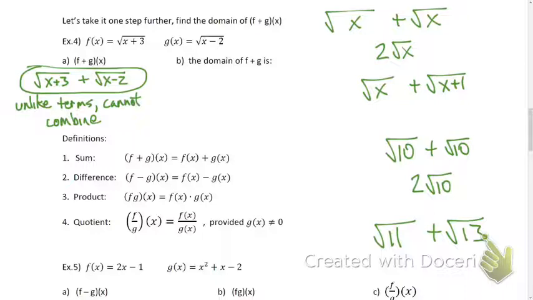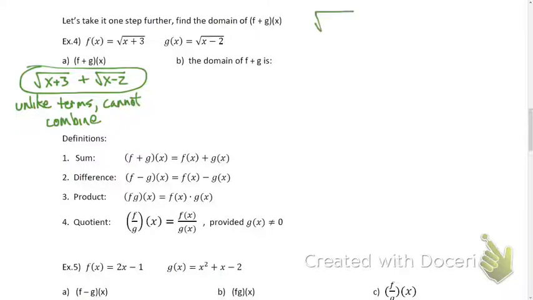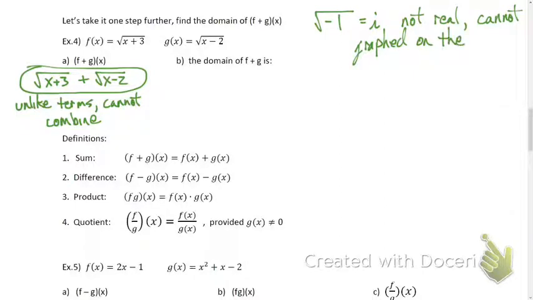Hopefully that helps. Anything with square roots is always confusing, especially when it asks about the domain. So let's rewind. Back to a few weeks ago, we had a problem like this. So that's i. It's not real. This cannot be graphed on the coordinate plane, on the real coordinate plane.